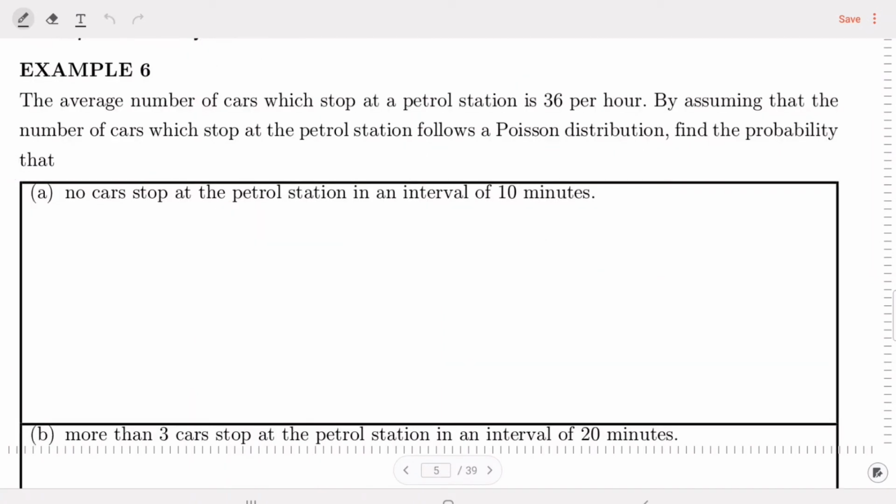Example 6. The average number of cars which stop at a petrol station is 36 per hour. By assuming that the number of cars which stop at the petrol station follows a Poisson distribution, find the probability that A. No cars stop at the petrol station in an interval of 10 minutes.